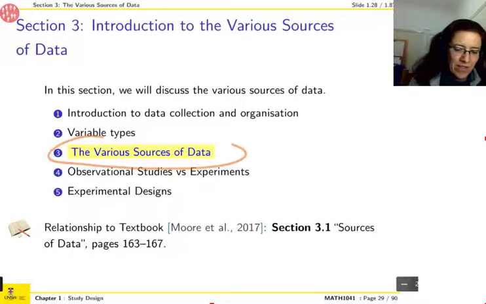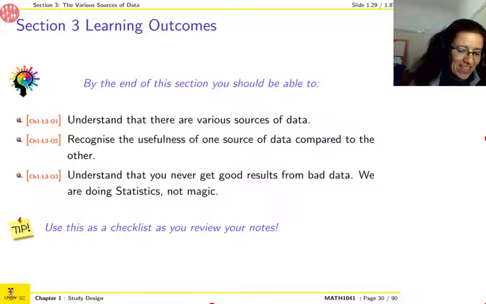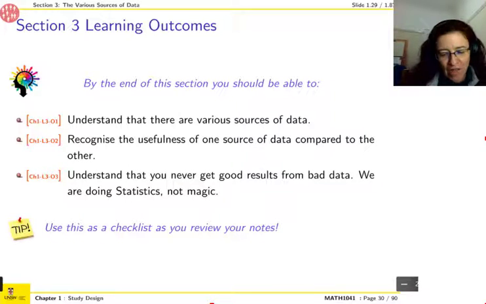the various sources of data. So by the end of this section, you should understand that there are various sources of data, and you should be able to tell which are more useful than others. And the most important thing we want you to take from this section is to understand that you're never going to get good results from bad data. Okay, we're doing statistics, we're not doing magic.